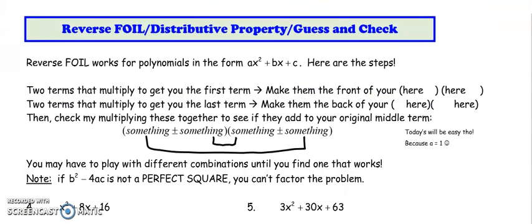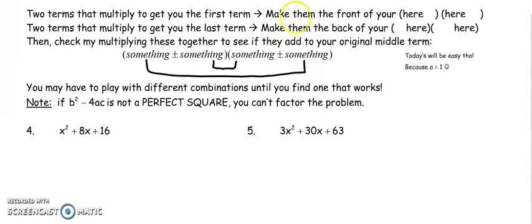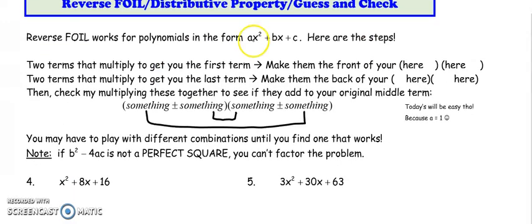Alright, so reverse FOIL, distributive property, guess and check, whatever you want to call it. When you have 3 terms like this and you've pulled out the GCF, the way that you factor the rest is going to find out what 2 terms multiply to give you the number in front. So let me do this here. This ax squared, you want to know what 2 terms multiply to give you that. And then over here, for the c, you want to know what 2 terms multiply to give you that, and that goes at the end of the parentheses.